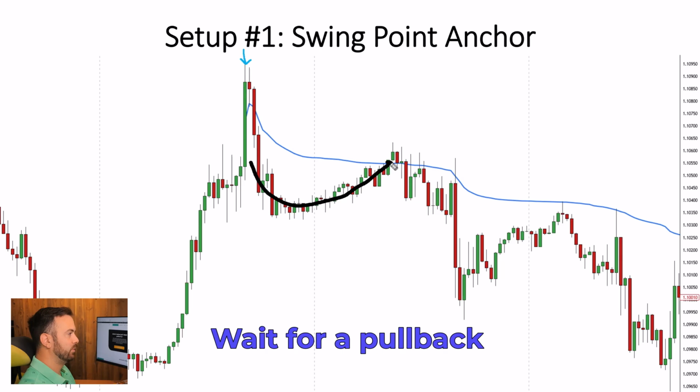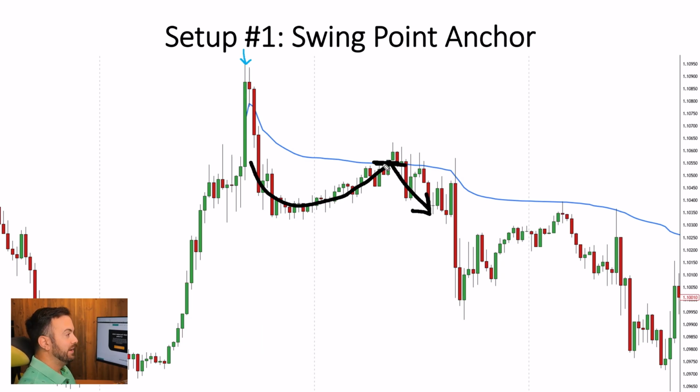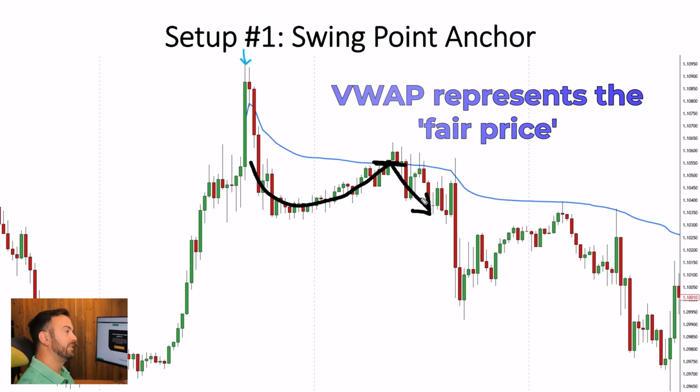And here there's a first pullback, and that means that you go short from there, because the price was below the VWAP, and when it hit the VWAP, you go short from there. The reason that the price is reacting there is that what the VWAP represents is the fair price or the average price, right? Since this important swing point, right? So that's what the VWAP represents, a fair price.